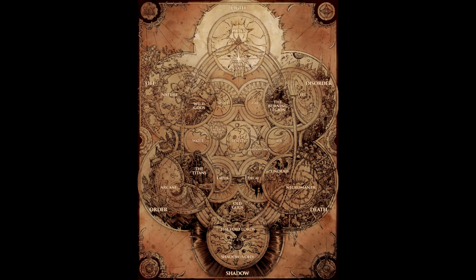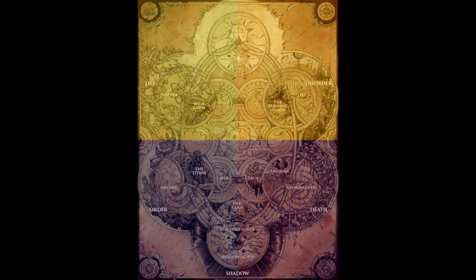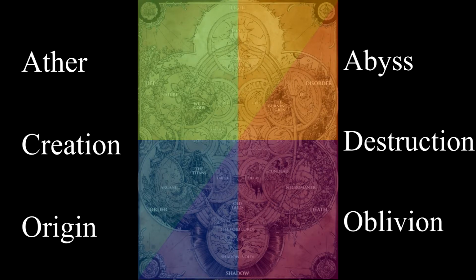So, the spectrums I'm talking about cut the cosmology in half, then they cut it in half again, and then they cut it in half again. Then you add another set of terms to those halves, and you get the spectrums.